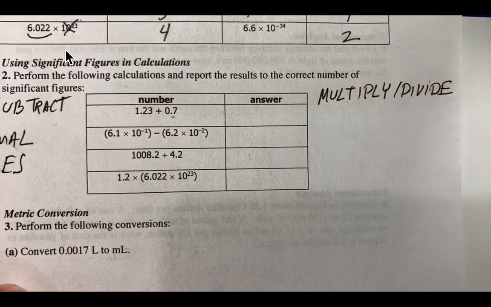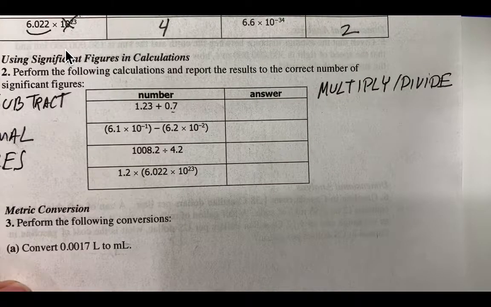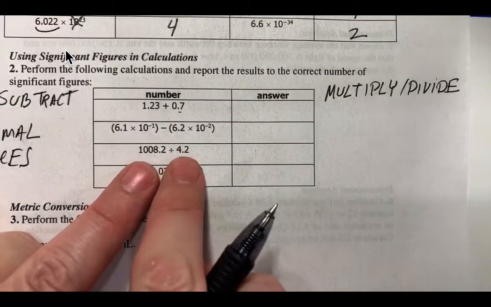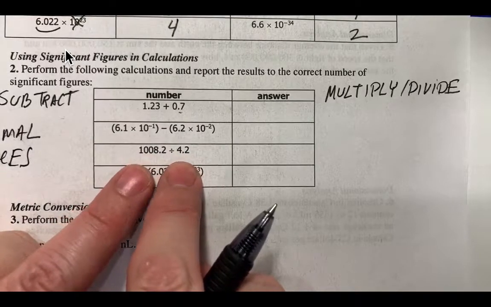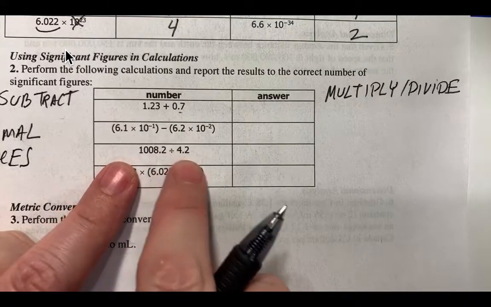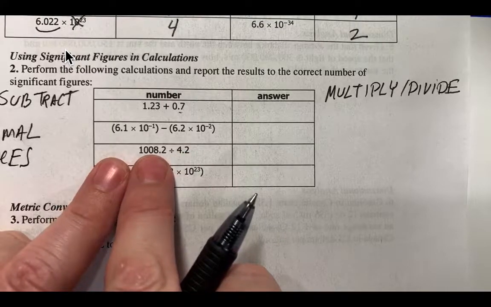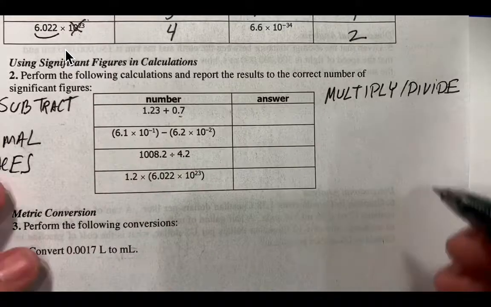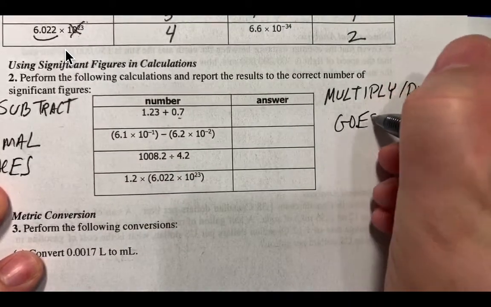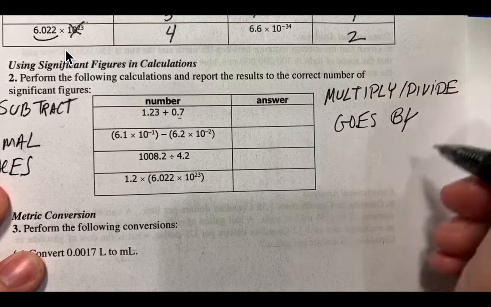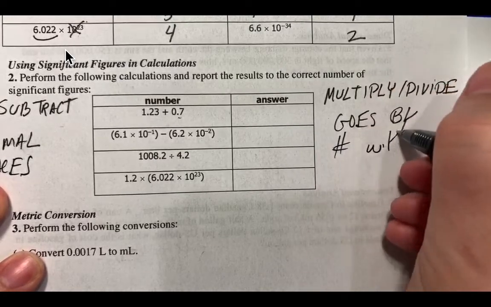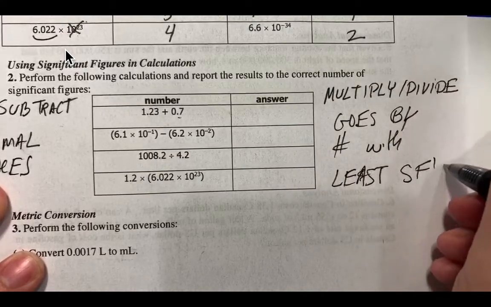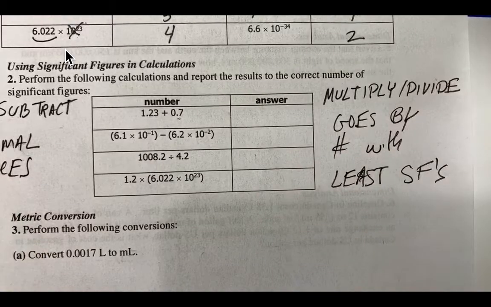For multiplication and division, it will go by whatever has the smallest number of significant figures. A real easy one to look at, like I said, we'll come back and hit this one also. This one has 5, this one has 2. The 2 is going to limit the significant figures of the answer to 2 significant figures. It goes by the number with the least sig figs.